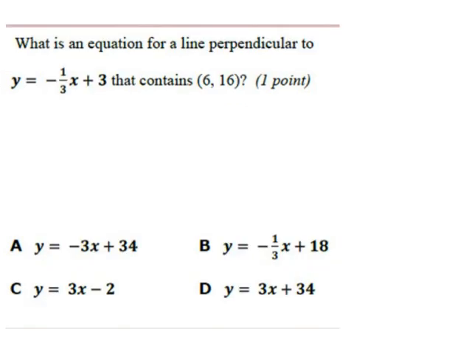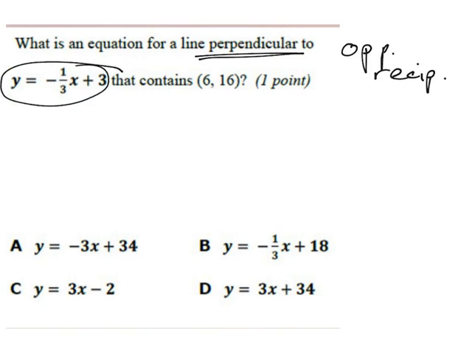Okay, here we're asked to write an equation for a line, again perpendicular, opposite reciprocals. I'm going to make myself a little note. Opposite reciprocals. So a line perpendicular to this equation that contains this point. Remember, the only thing we want from this equation is its slope, because it'll allow us to determine the perpendicular slope. I'm going to establish that our perpendicular slope will be a positive 3/1, and the point that it must go through is 6, 16.